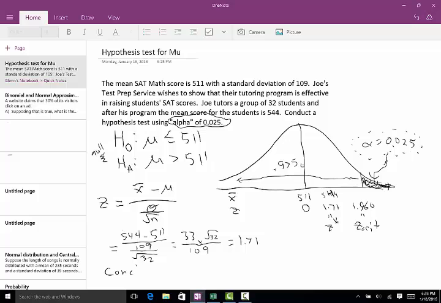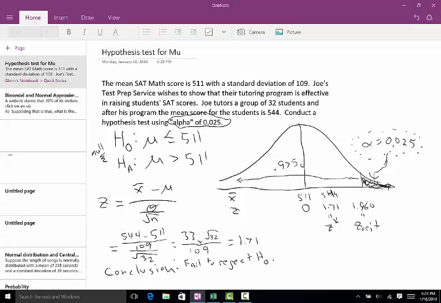Most important in this problem is the conclusion. You need 2 parts. First, which of these 2 statements, the H0 or the HA, do we believe at this point in time? So actually, we do not have enough evidence to believe HA. The way we state that is fail to reject H0. It is not far enough away from 511 that we can say for sure that the true mean of all tutored students is not 511. It's just not that far away.